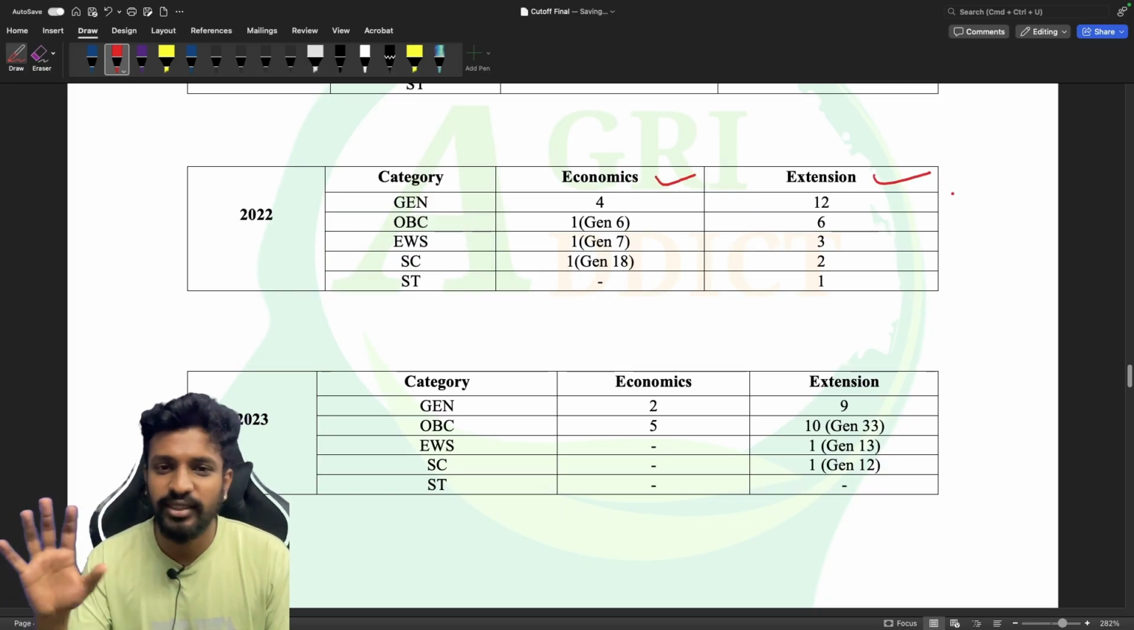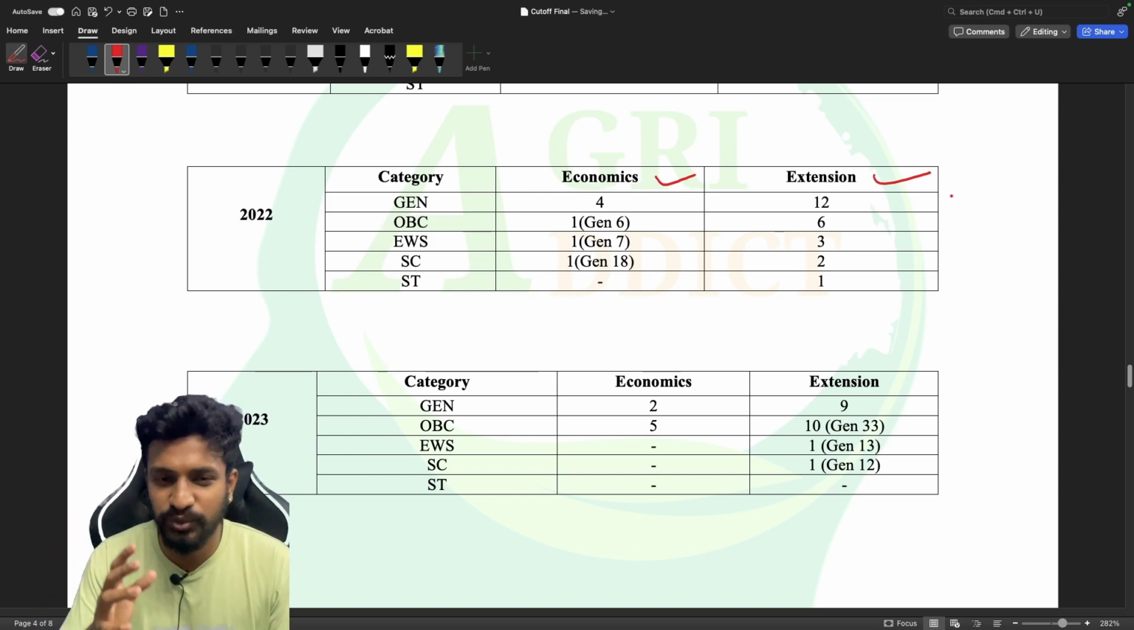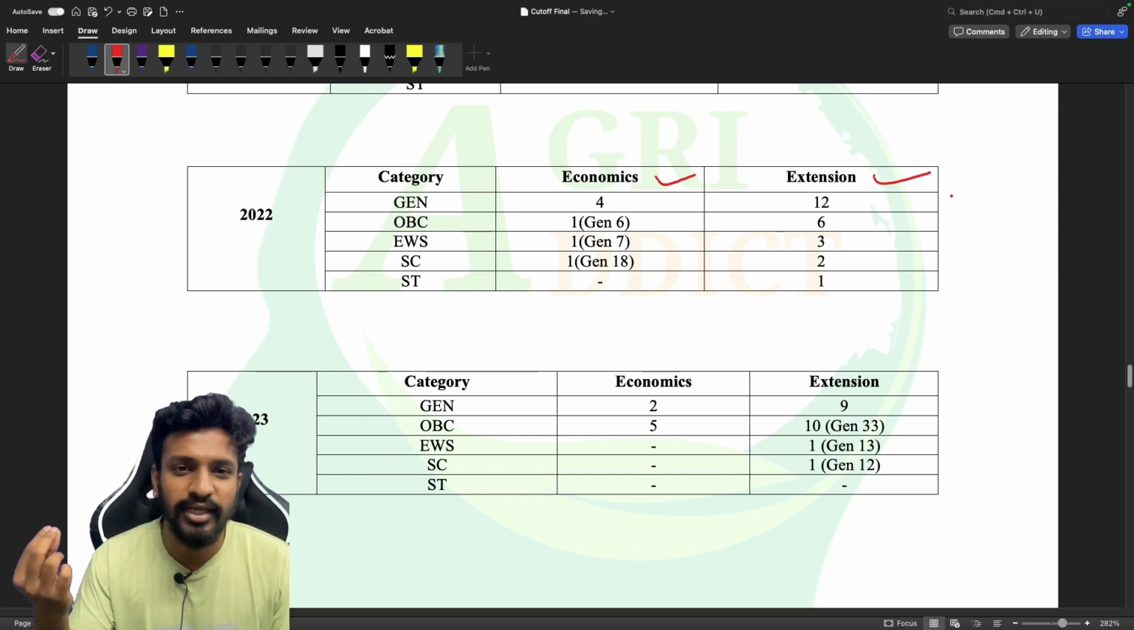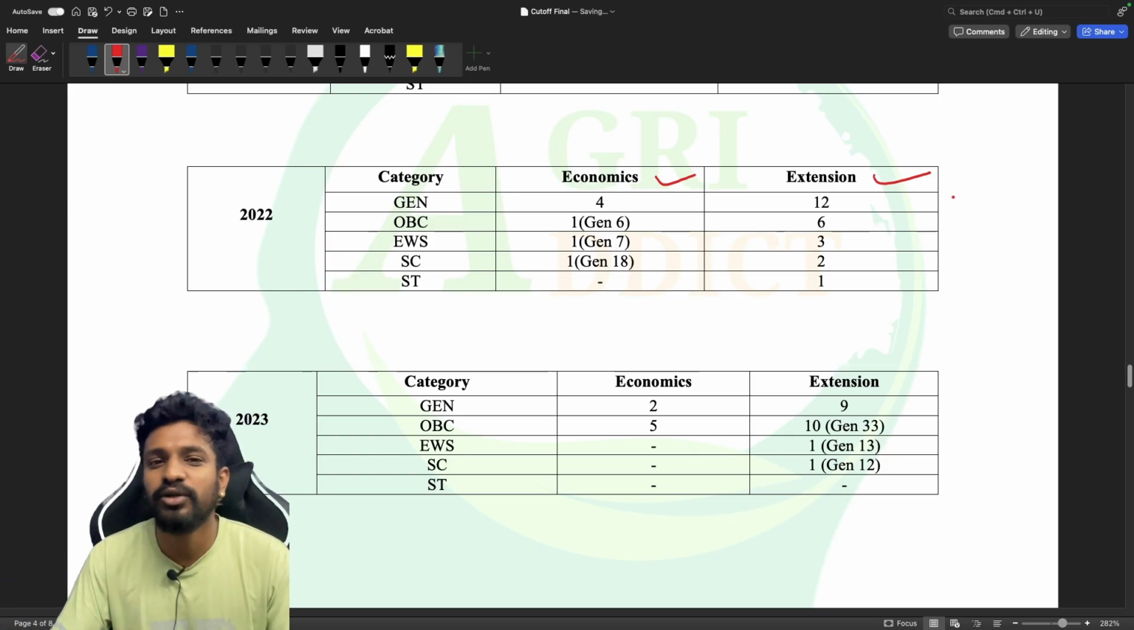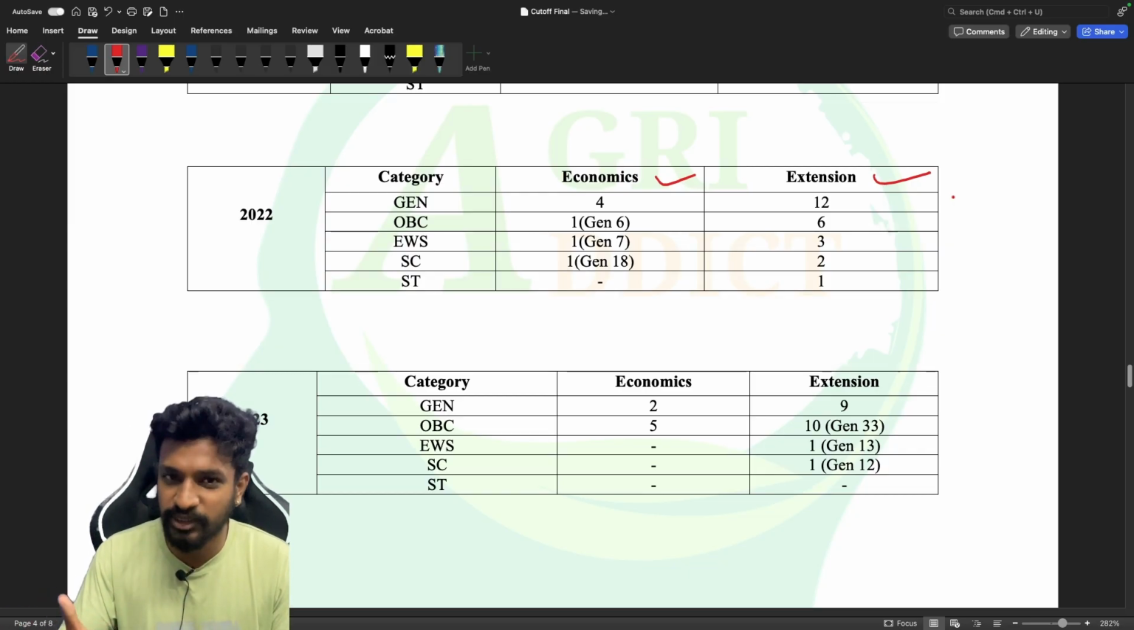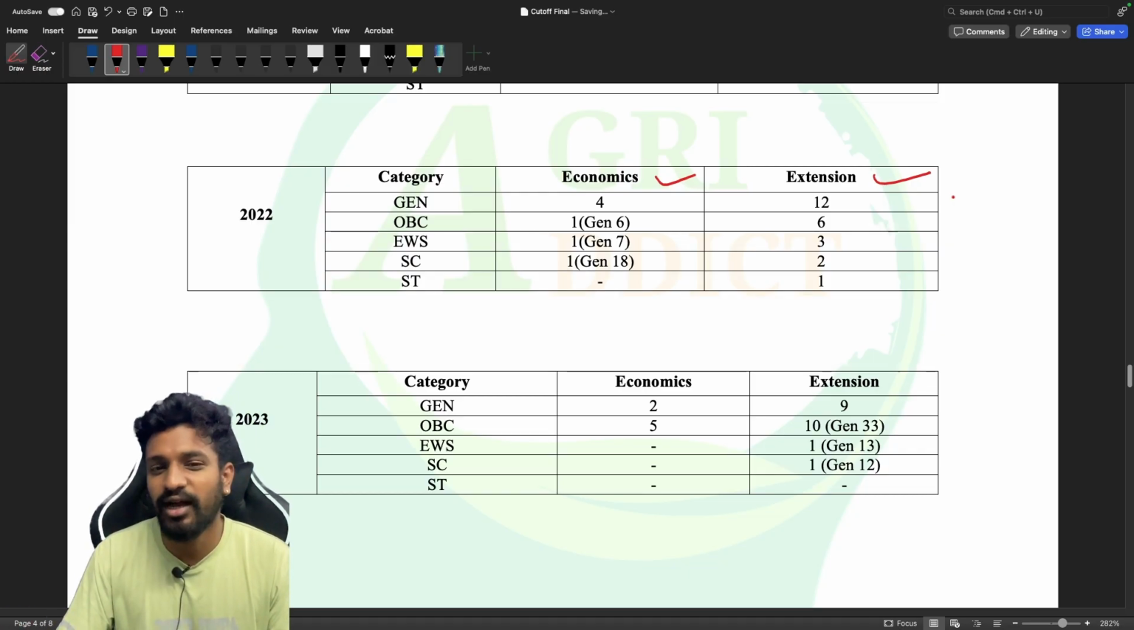And I believe these details will definitely be useful for the students who will be attending the ICAR counseling in 2024 and also in the future years, to know the exact competition and to get a basic idea about what the rank should be in the respective category to get a seat in IARI New Delhi.